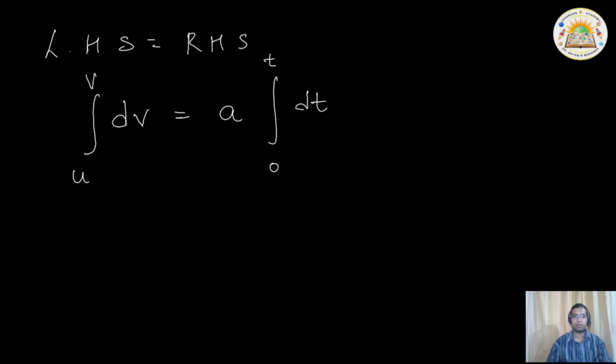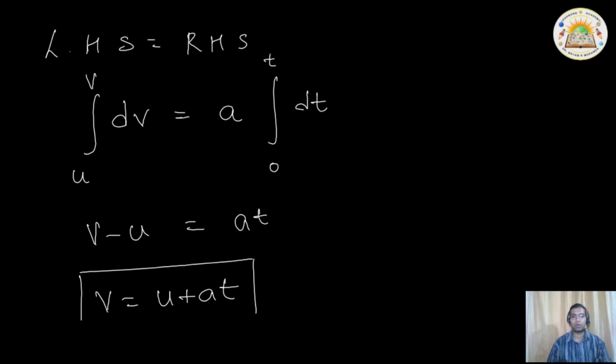So let us equate. LHS is equal to RHS. Integral dv from u to v is equal to a integral dt from 0 to t. And the LHS we found to be v minus u is equal to at, or v is equal to u plus at. So this is the first equation of motion that we have derived using the method of calculus.